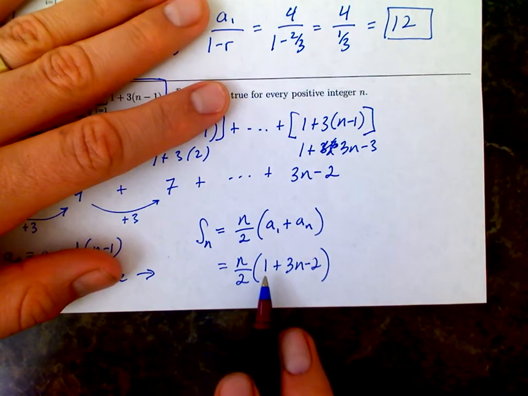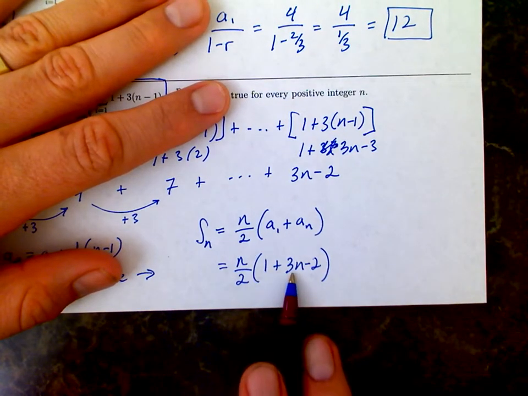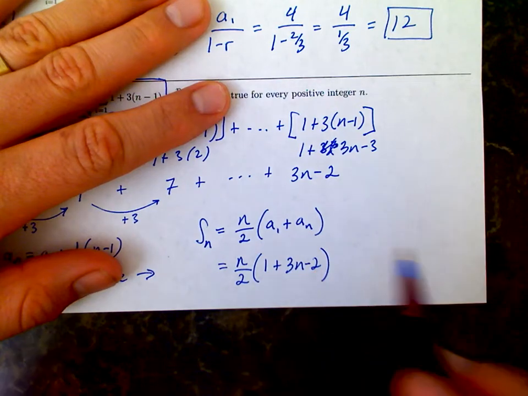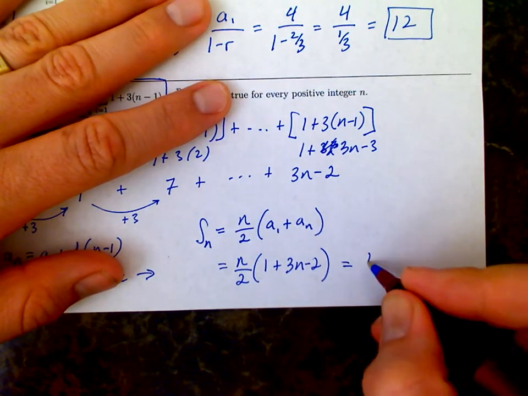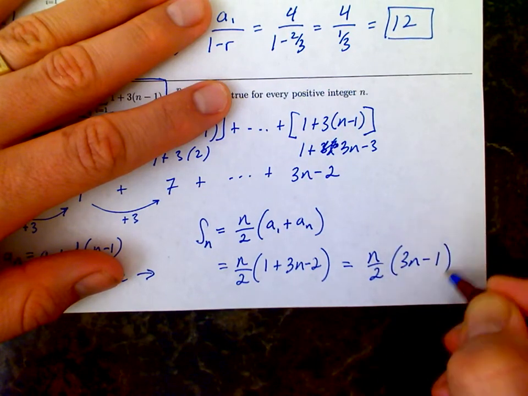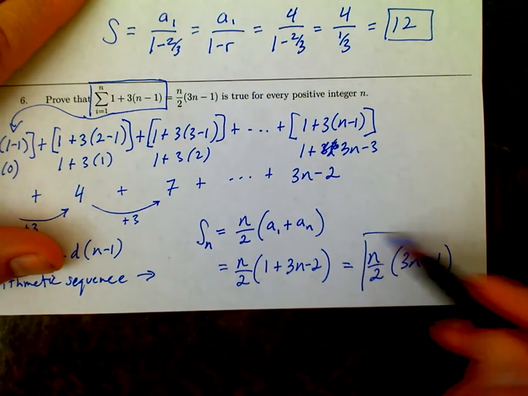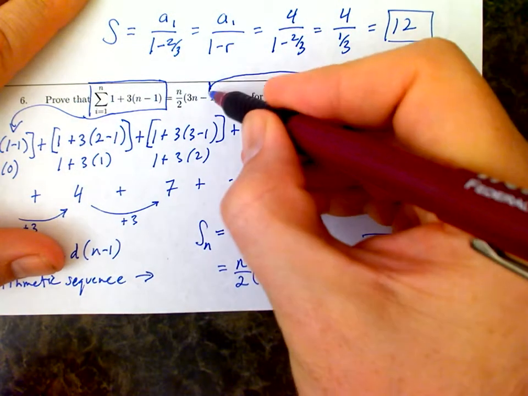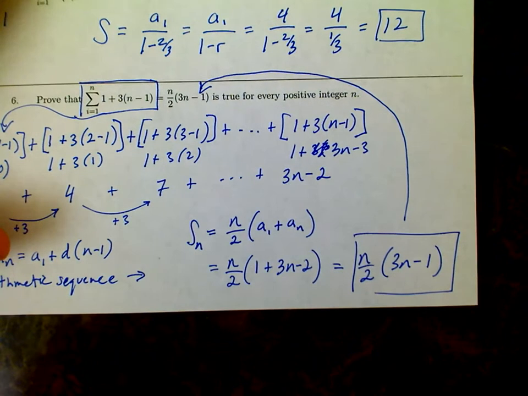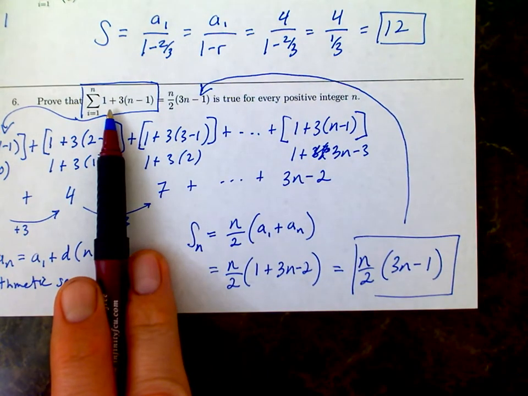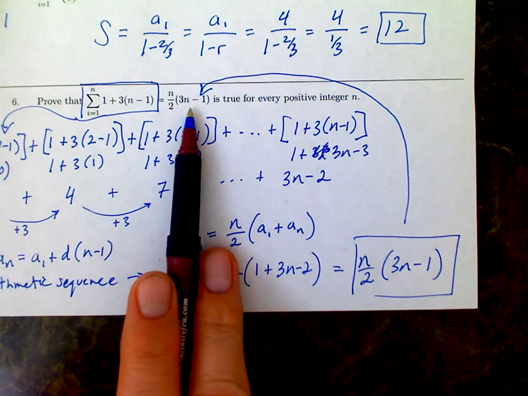Taking a closer look in this parentheses here, you've got 1 plus 3n minus 2. Well, 1 minus 2, negative 1. So this is n over 2 times 3n minus 1, which is the same as the given. So we've proven that this series does indeed have this result for all positive integers n.